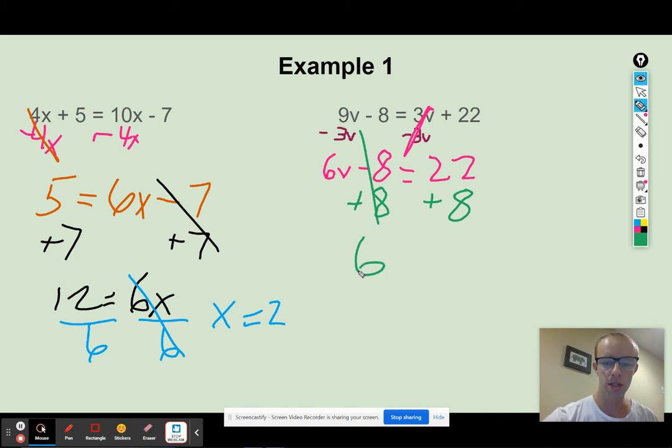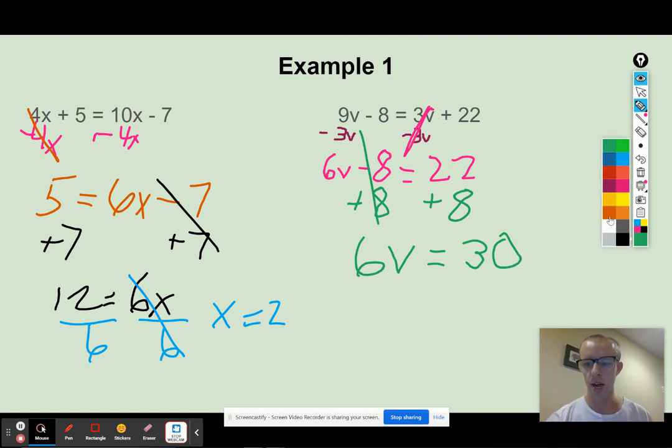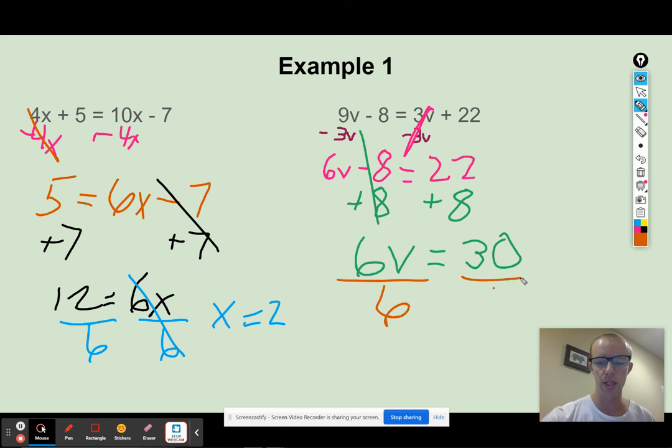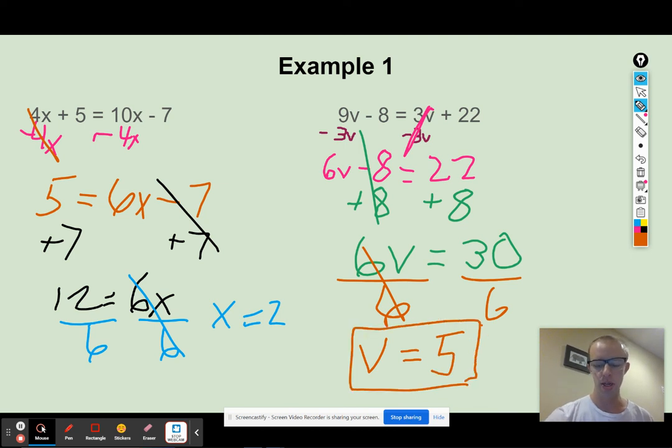These cancel. I get 6v equals 22 plus 8, which is 30. This 6v came straight down because I didn't use it. Now it's saying 6 times v equals 30. I divide each side by 6. These cancel. You get v is equal to 30 divided by 6, which is 5. All right, so that's our first example.